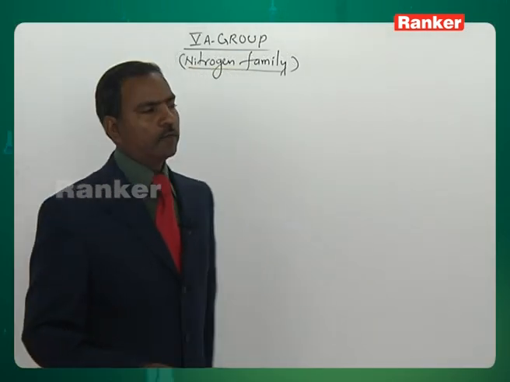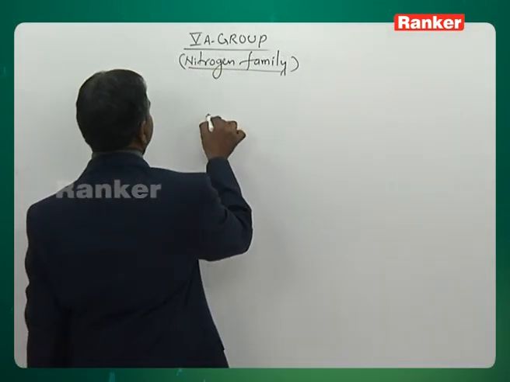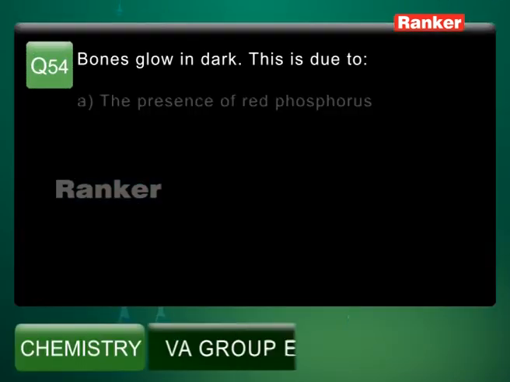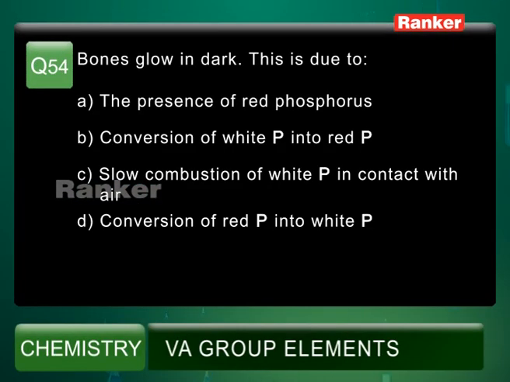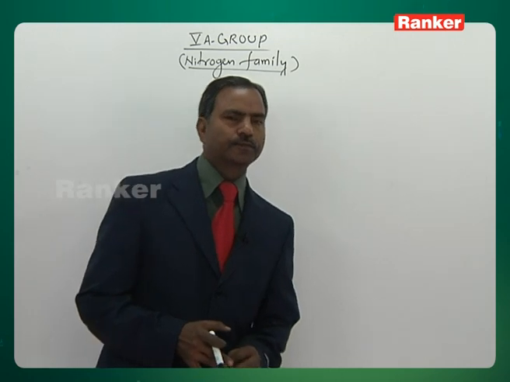Question number 54. Bones glowing in the dark. This is due to A. Presence of red phosphorus. B. Conversion of white phosphorus into red phosphorus. C. Slow combustion of white phosphorus in contact with air. D. Conversion of red phosphorus into white phosphorus.